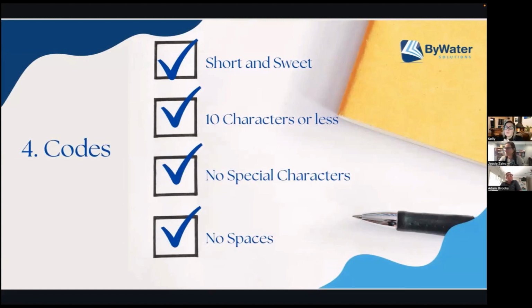We are going to work with you on codes. This is not really something you need to worry too much about, but it's great to note that we're going to work with you on putting things into the database for code. So, we're going to make things really short. If your shelving location was second floor DVD collection, it may be 2 DVD is your code, short and sweet. 10 characters or less, no special characters and no spaces.